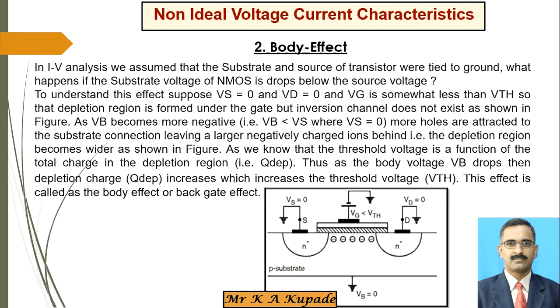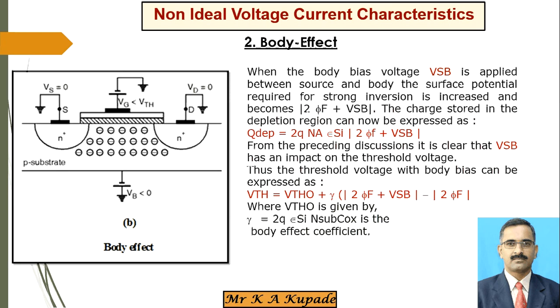See here, which increases the threshold voltage Vt. That means it is increasing the threshold voltage. This effect is called the body effect or backgate effect. See in this particular figure, as large negative charges are left in that particular substrate, due to that the threshold voltage increases.